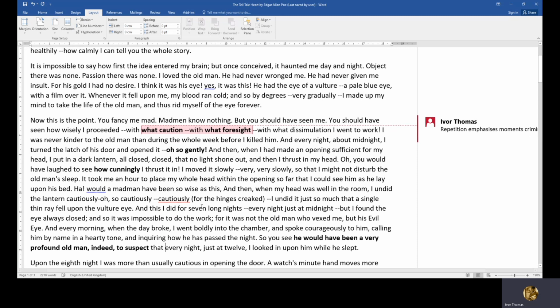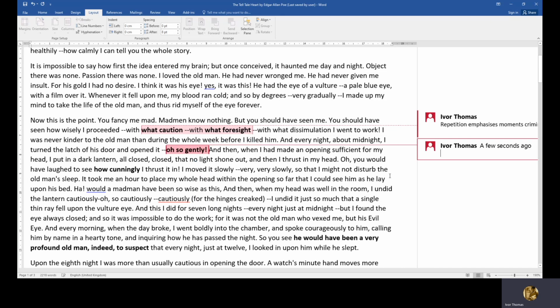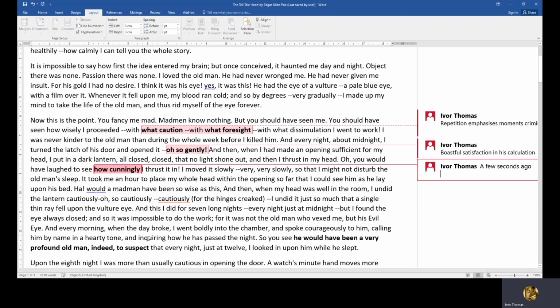Let's review this paragraph. "Oh so gently." The exclamation marks are the structural device I believe Poe chose to create this sense of boastful satisfaction in his calculation. Premeditated murder. I think I said that. "How cunningly," again, "how cunning, how slow." Again, he's reinforcing his own intelligence.